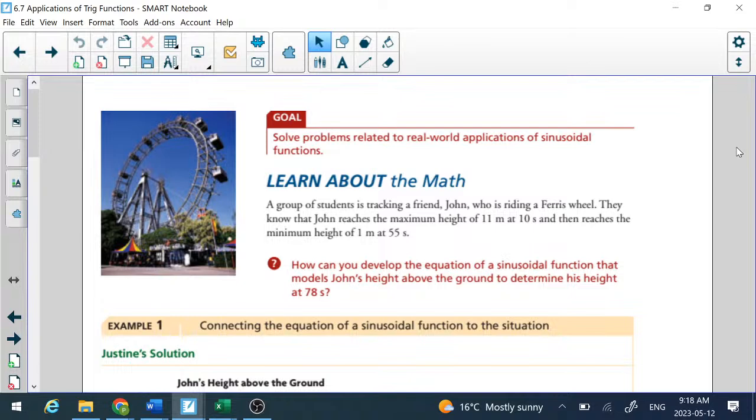try to predict when John would be on the axis.